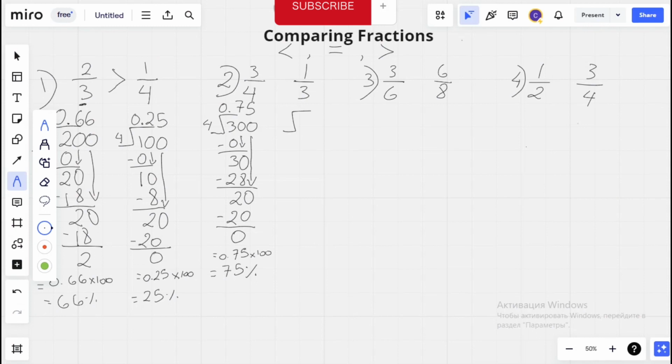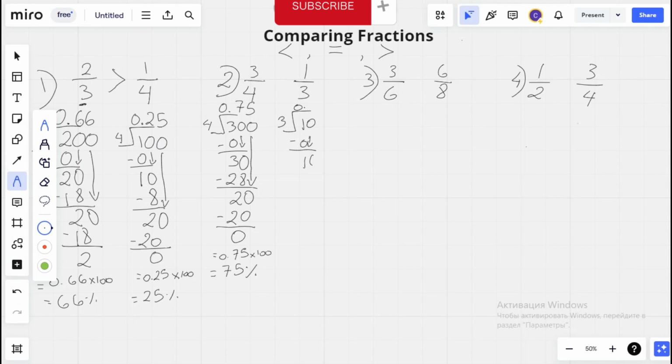Now let's do our second fraction. How many 3's can you put in 1? 0. 0 times 3 equals 0. 1 minus 0 equals 1. And then, how many 3's can you put in 1? You can't, so we add the 0 and our decimal.